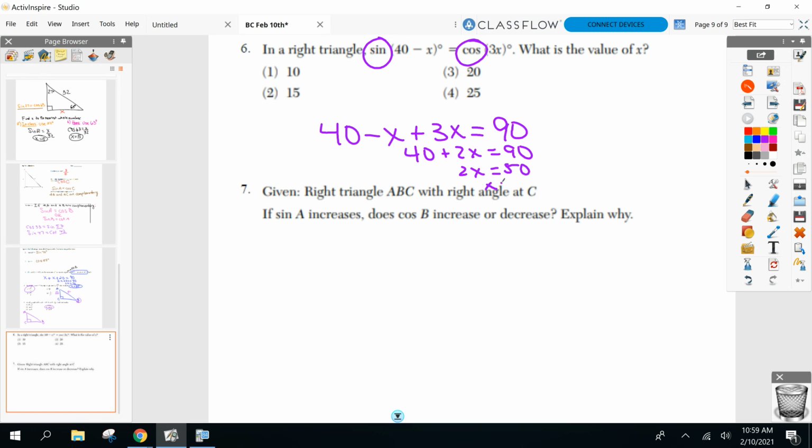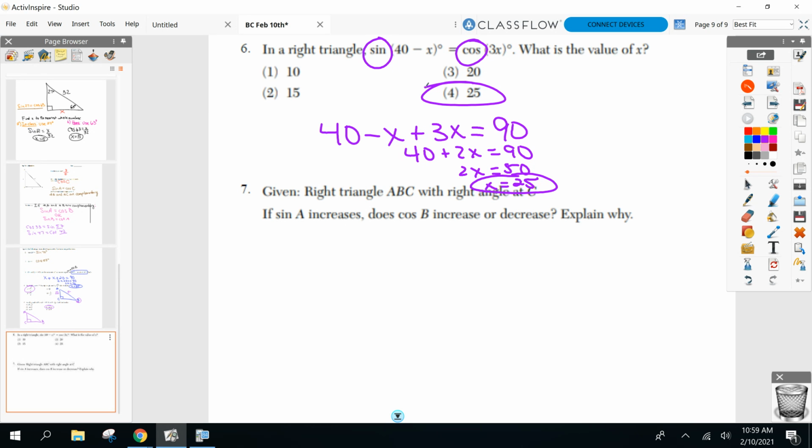Maybe I'll get this one right. 25. Okay, so we're picking this up a little bit. If you see sine and cosine equal, angles have to be complementary. All right, last one. This really cements it if we know what the heck's going on.